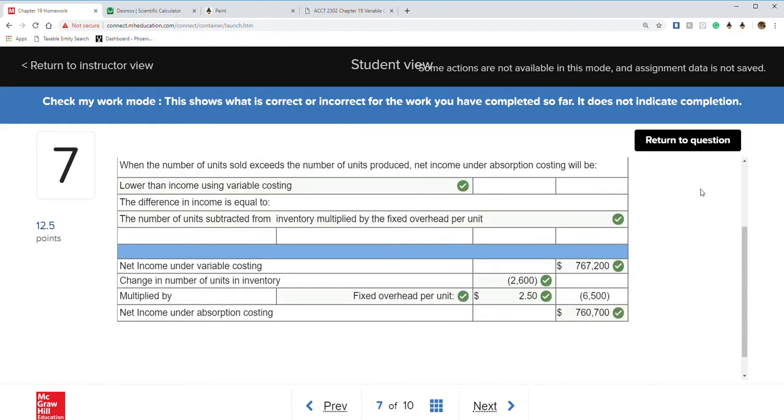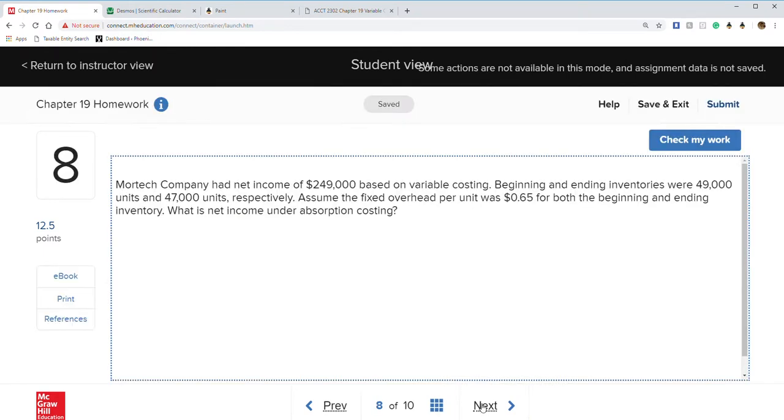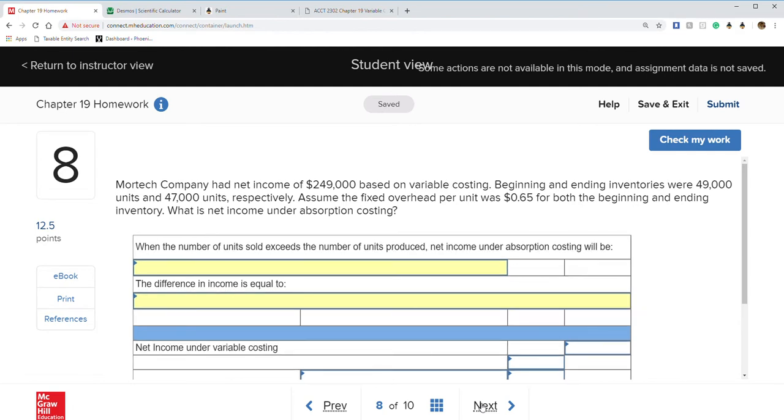Check. Everything's good. Cool. We can move on to question number 8. So question number 8 now brings more tech. Okay, they have the same thing. They have variable costing. They're going to convert to absorption, but they have the opposite.